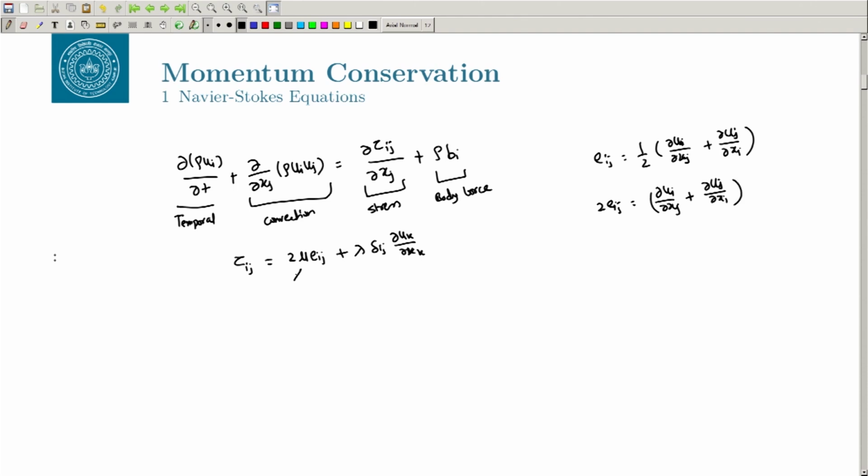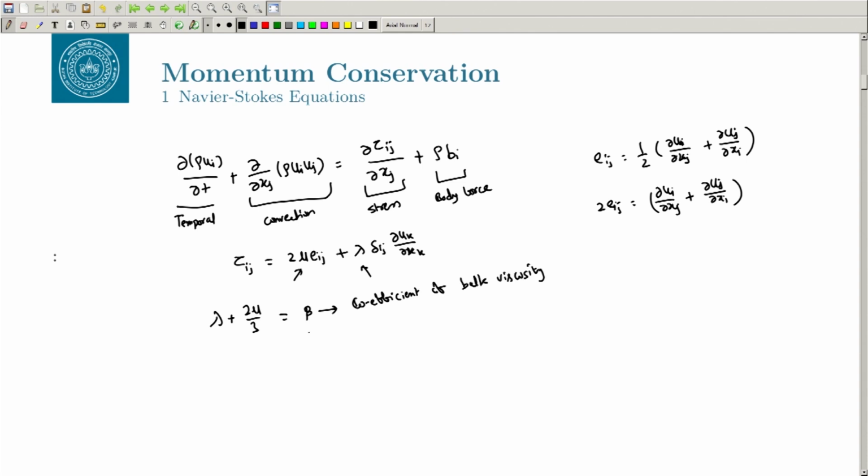And we said that mu is the first coefficient of viscosity or the molecular viscosity as we know it, and lambda is the second coefficient of viscosity. We also found that lambda plus 2 mu by 3 is called the bulk viscosity. Let us represent it using beta. So, this is the coefficient of bulk viscosity.